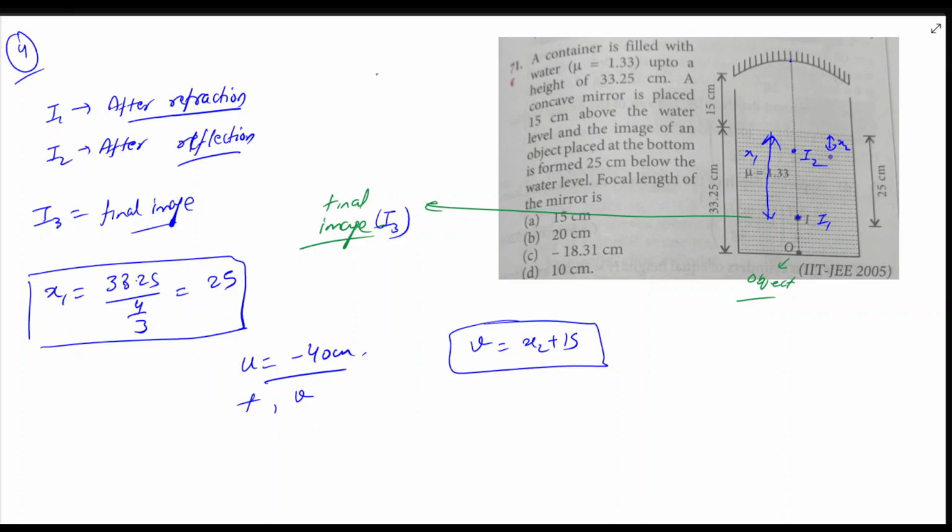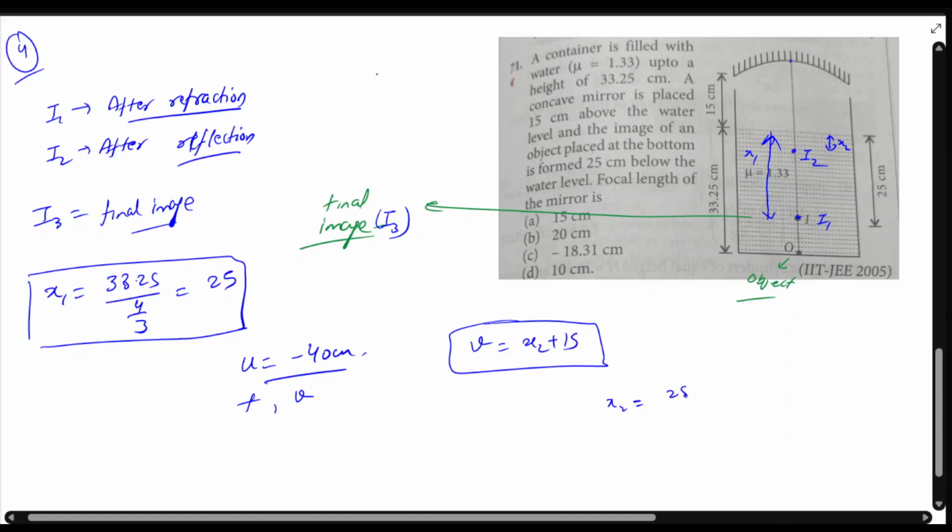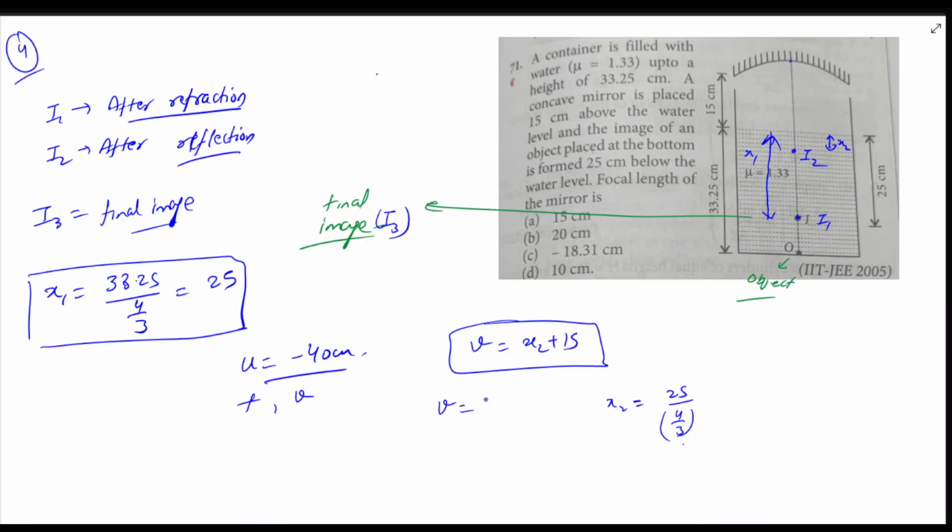Now, look, this is x2 and this is x1. We know x1, right? So how much will x1 be? If rays go like this and the image is forming here, then x2 must be equal to 25 by 4 root 3. Are you getting me? So x2 will be equal to 25 by 4 root 3, right? So let's put it here: 25 by 4 root 3 plus 15.